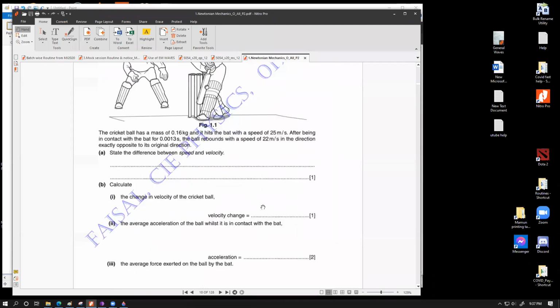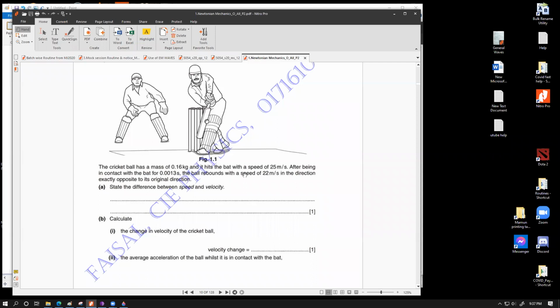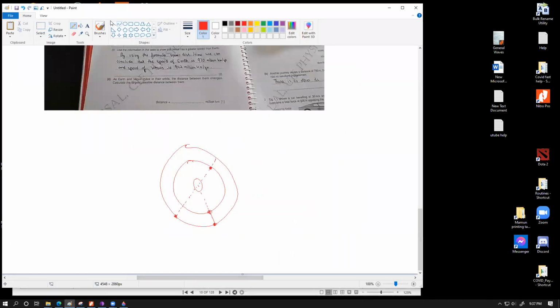The question here said that the cricket ball has a mass of 0.16 kg and it hits the bat with a speed of 25 meters per second. After being in contact with the bat for 0.0013 seconds, the ball rebounds with a speed of 20 meters per second. Now, this is the key part that you have to understand. This is a very unique question, and I really appreciate that you picked up this question. Try to visualize this thing from the side. Let's say this is the bat, cricket bat held by the batsman. The ball is coming in at 25 meters per second. Let's say that is our initial velocity u. After the rebound, the ball is going to get away from the bat. Let's say that is our final velocity. The question says the value is 20 meters per second.